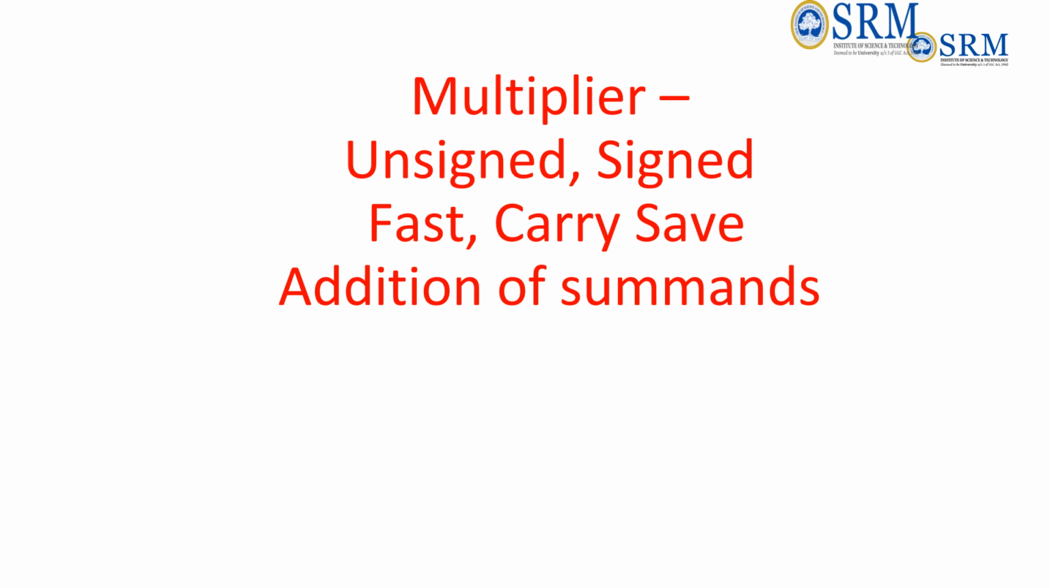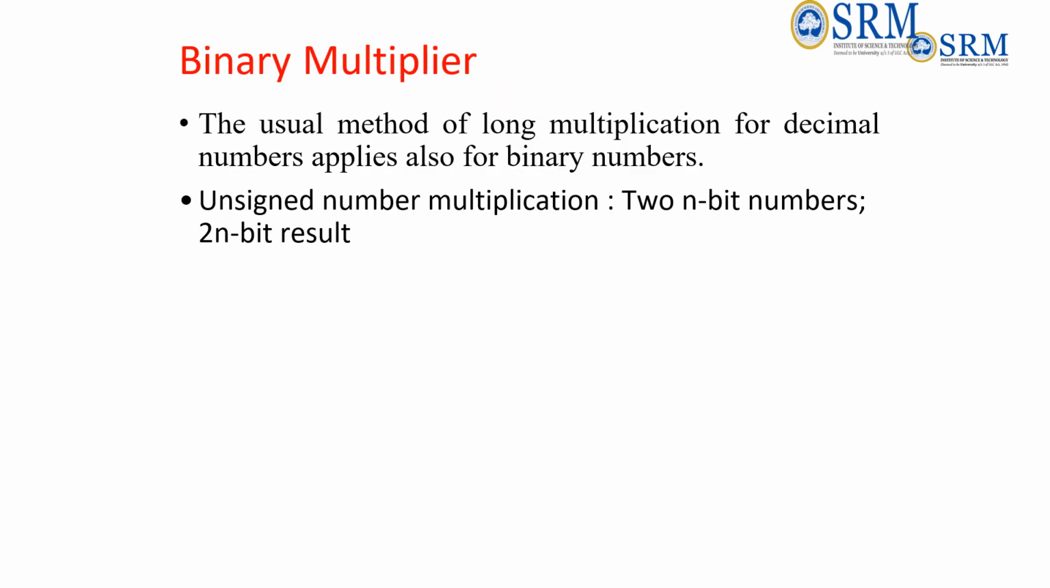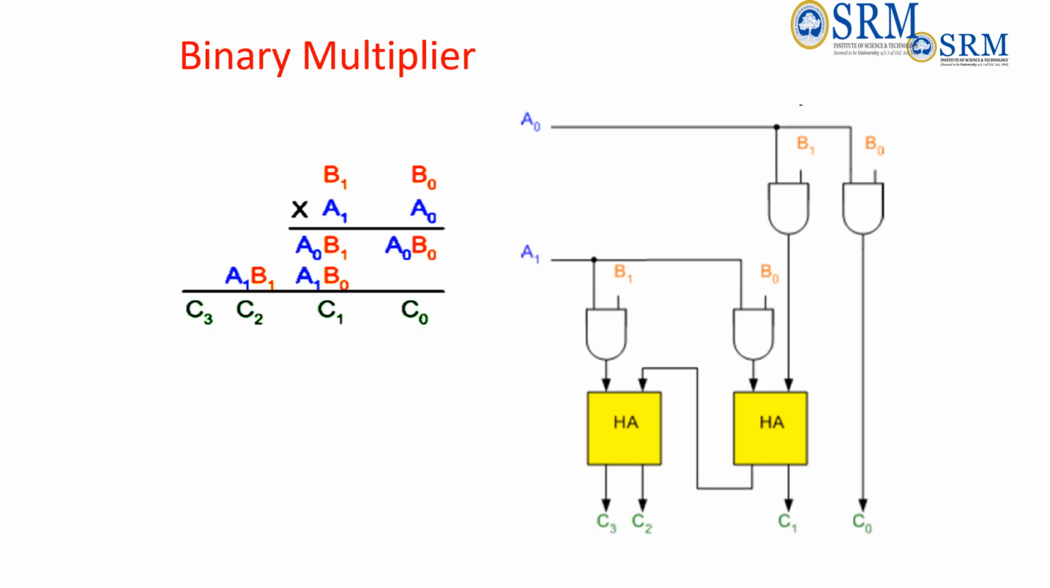Multiplier, addition, unsigned, signed, fast carry, addition of summands. These are some problems which we are going to see. The first thing is the binary multiplier, unsigned number multiplication, of n-bit numbers. I have two bits, B1 and B0, and A1 and A0. When I multiply, I get A0 B1, A0 B0, A1 B1, A1 B0. I add these and I get C0, C1, C2 and C3. This is the circuitry.